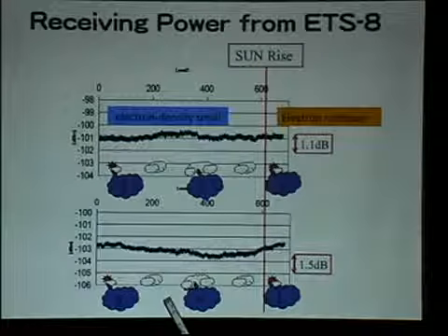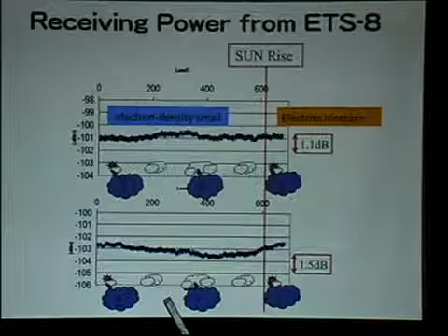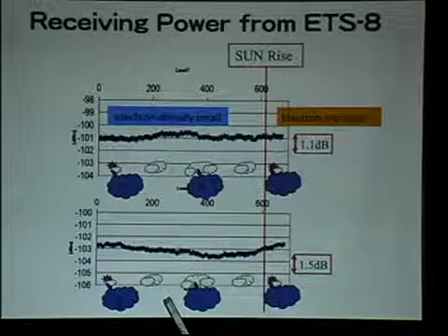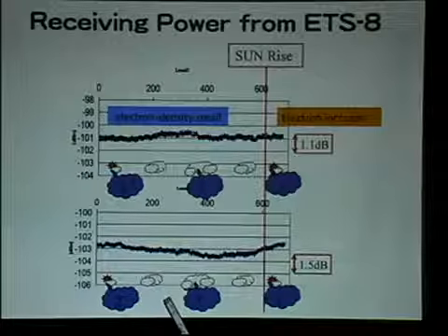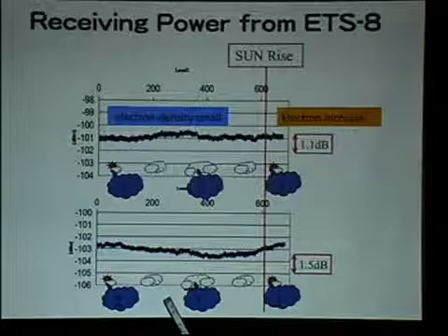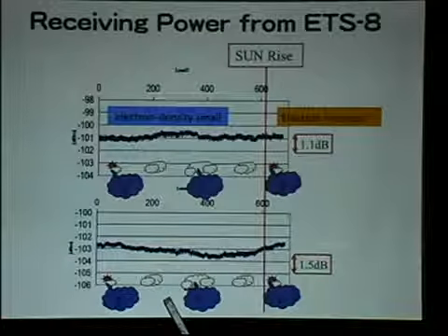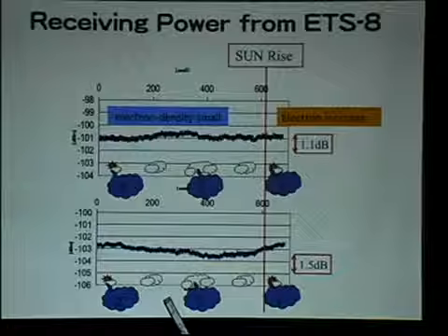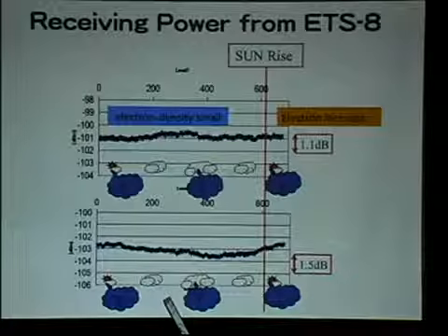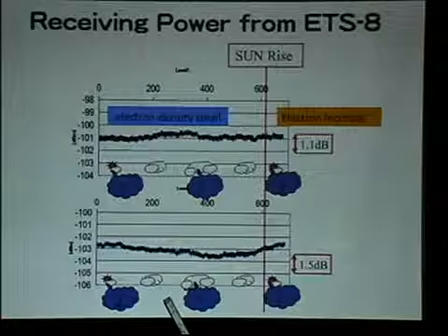And this is sunrise. This part is night, and this is morning. Usually the electron density in the ionosphere increases like this. So if we had influence from the ionosphere, the receiving power must change. But this data shows no change, so it means no influence from the ionosphere.